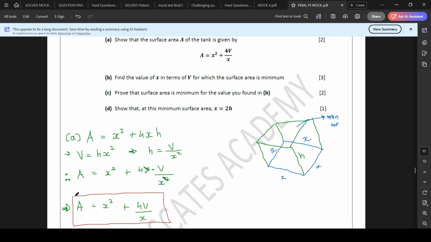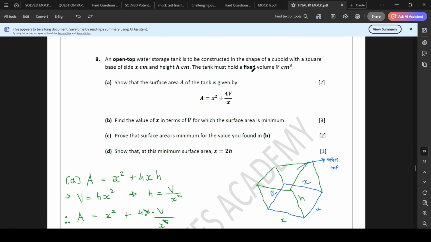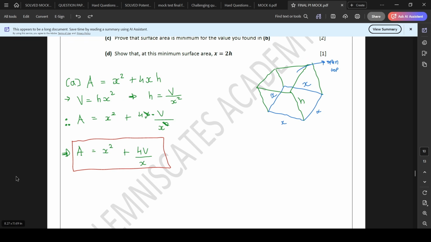Let's talk about the second part of this question now. Find the value of x in terms of V for which the surface area is minimum. So over here V is not a variable, please note that. You can't think that A, x and V are all variables. Why is V not a variable? Because in the question they have mentioned that we are having fixed volume. Fixed volume means that V is a constant value. So I just need to find the minimum area by doing dA/dx equal to 0. And the question is about finding x, not the value of area, but the value of x at which A is minimum.